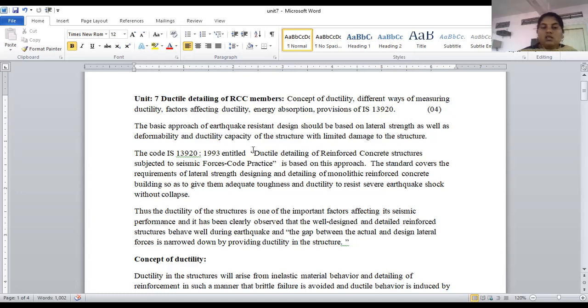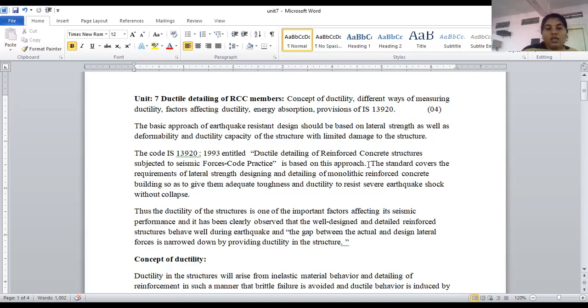And for this, there is an IS code also shown here. In the last chapter, number 6, we have seen IS 1893. In this unit number 7, the IS code given is IS 13920, which is related to the ductile detailing of RCC members, that is, reinforced concrete structures. Whatever the parameters to achieve the building as an earthquake resistant building, to increase the ductile detailing of RCC members, are given in this IS code, that is IS 13920 1993.